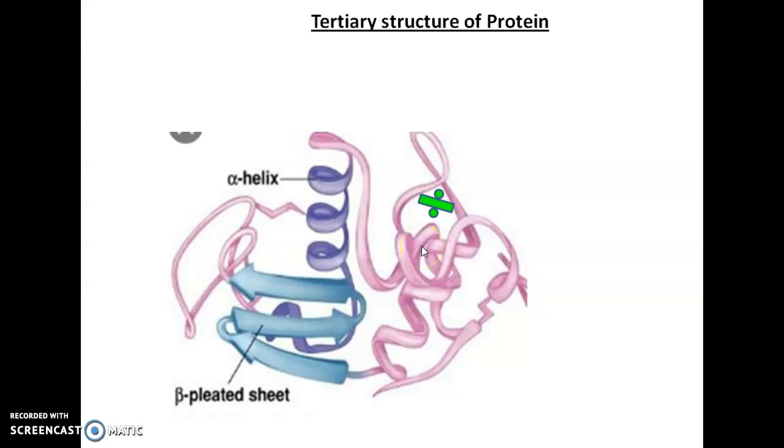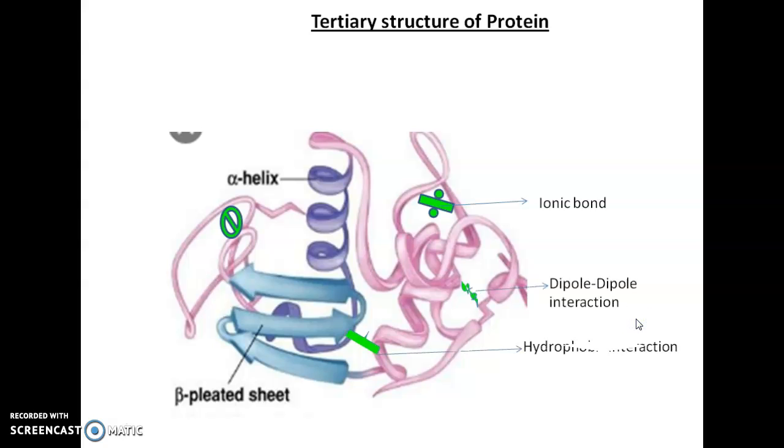These bonds are intramolecular, which include different categories: the first one is ionic bond, then dipole-dipole interaction, hydrophobic interaction, and disulfide bond. Disulfide bond belongs to the covalent one. So both non-covalent and covalent bonds are involved in the tertiary structure formation.